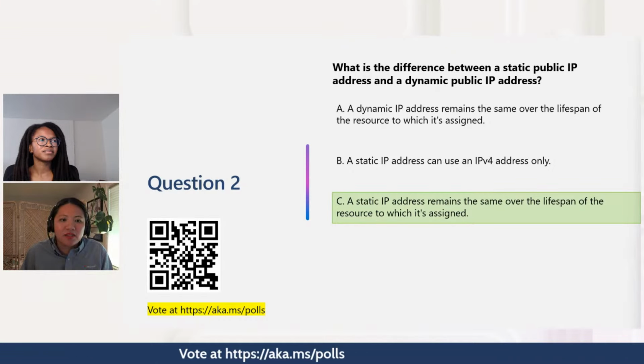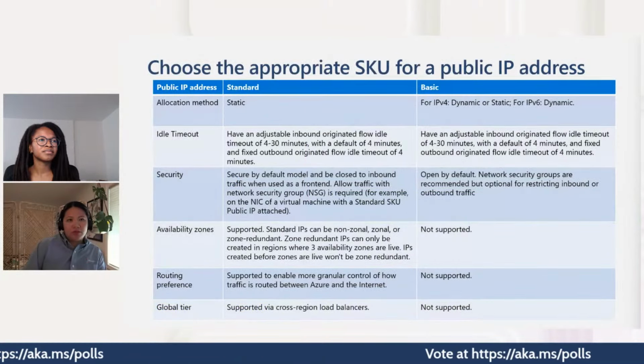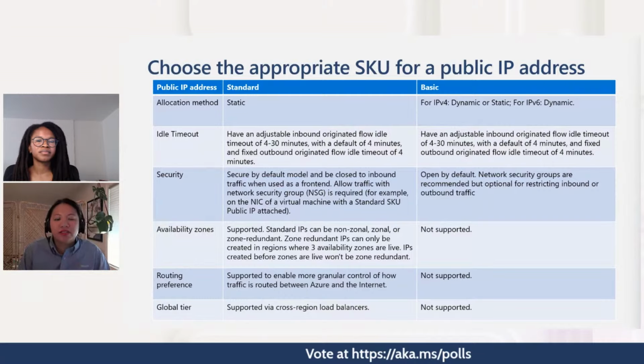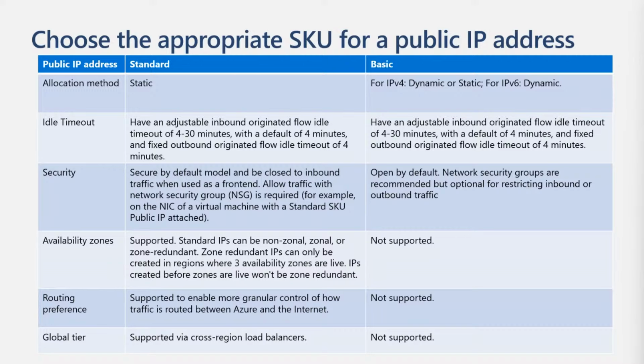And moving over to how do you choose the appropriate SKU for your public IP address. There are two options you have: basic and standard. All public IP addresses created before the introduction of these SKUs are considered basic SKU public IP addresses. So if you've already had your virtual network set up, you may notice that they are considered in this classification, basic, as this occurred before we introduced the standard SKU.